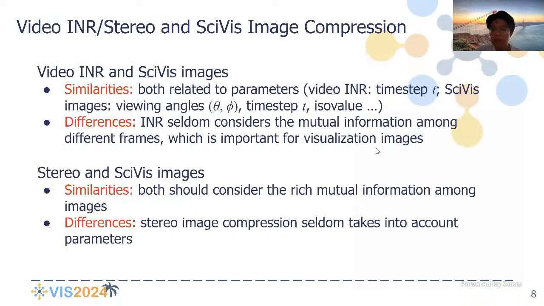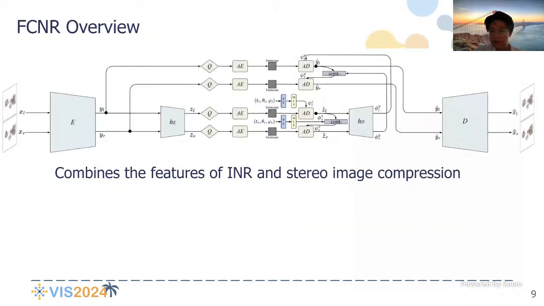In summary, SciVis image compression shares certain similarities with INR and stereo image-based compression, respectively, while also differing from them, since SciVis images are more complicated in additional parameters and complex transforms, which makes the integration of parameters and mutual information among different views a necessity. Therefore, we present FCNR, trying to take advantage of the features of both methods. Here is a quick overview of the method.